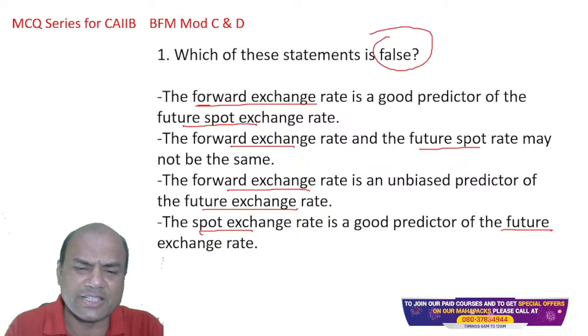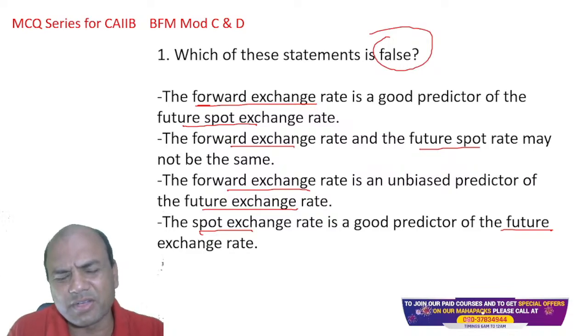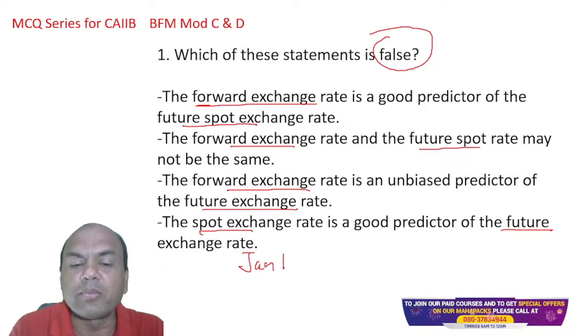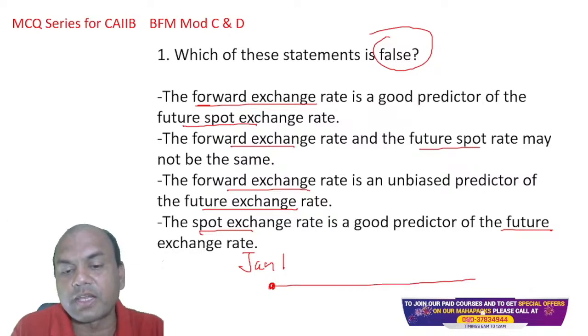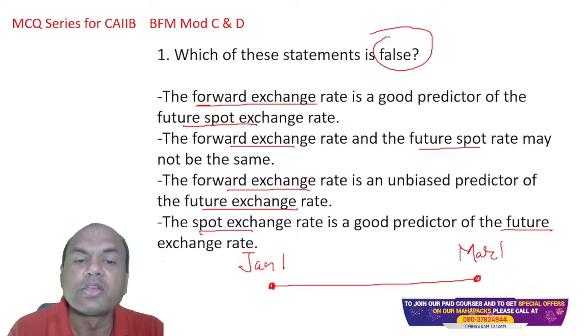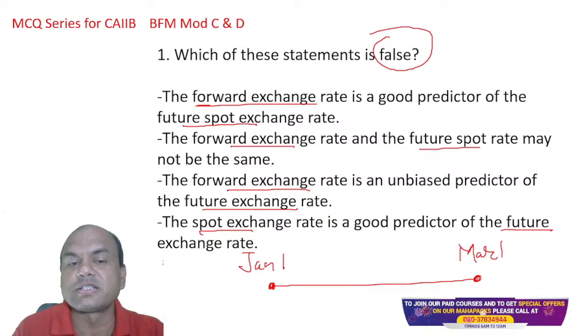Here, I'll explain to you in simple terms. Today is, let's say, any date. Let's consider 1st January. Today is Jan 1. Now I book a rate today for dollar, and I book it for, let's say, March 1. So now understand what is forward exchange rate and what is future spot exchange.